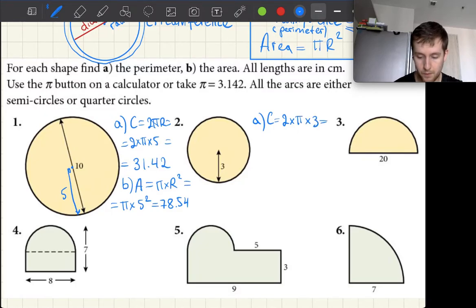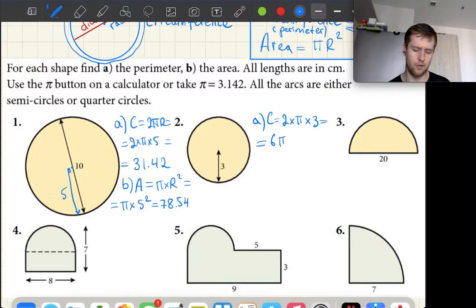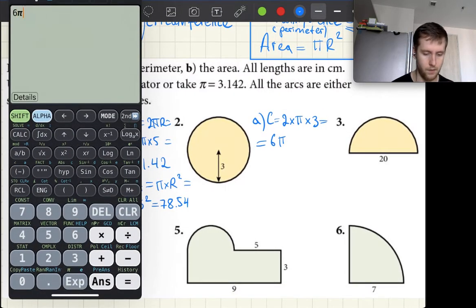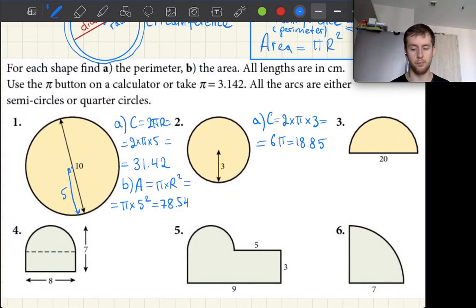is 3. 2 times pi times 3, so that's 6 pi. Sometimes it's okay to just write your answer like this, like 6 pi. That's it. But in most cases, you probably actually have to find the number, right? So in this case, 6 pi is 18.85, rounded to 2 decimal points.